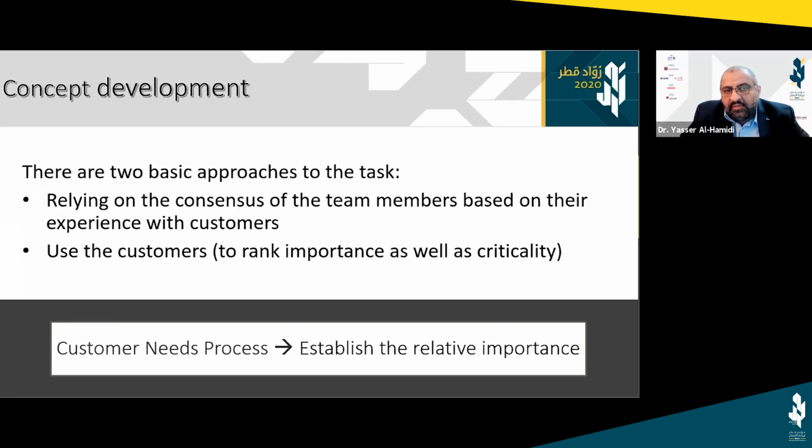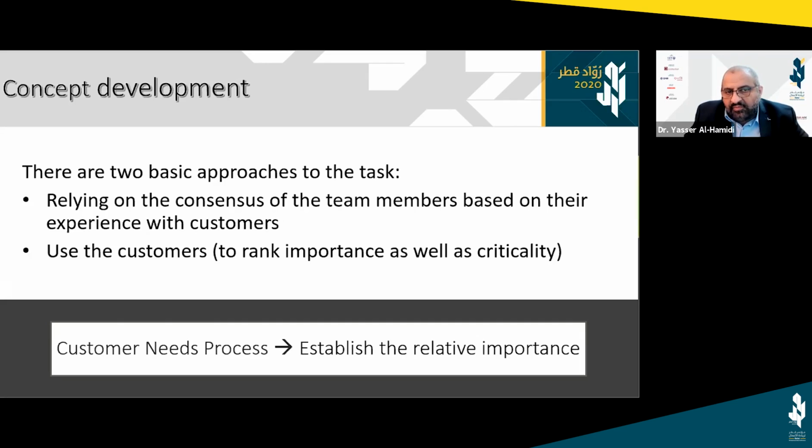We need to establish the importance of each of these customer needs, because usually when you start the actual development process, you need to really focus on the critical needs, and then you go to address other needs. To be able to do so, you need simply to establish or rank these as per their importance.